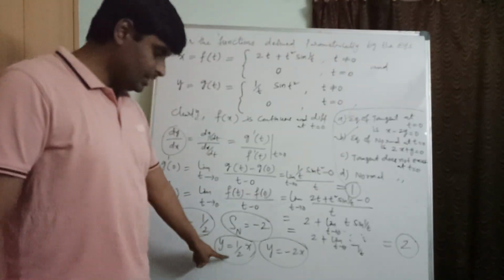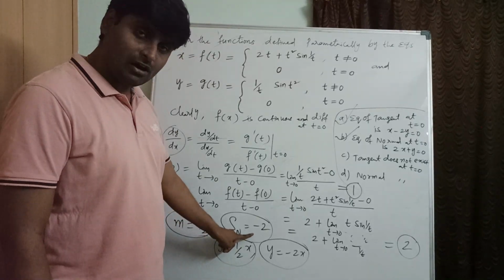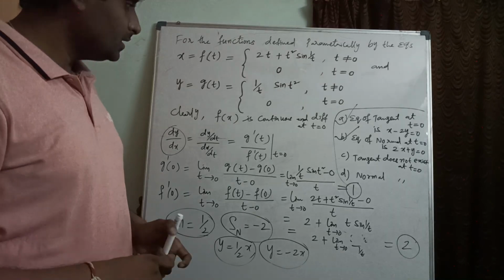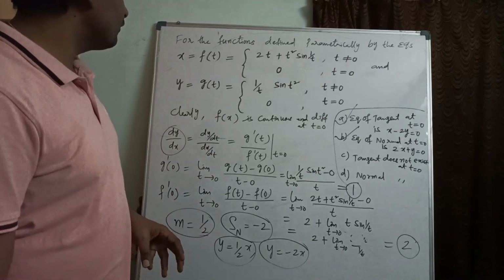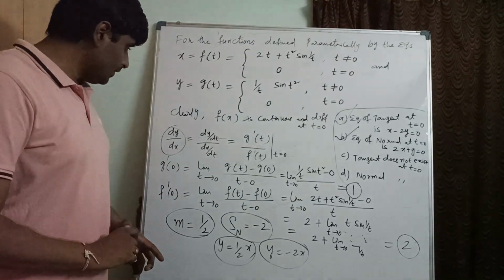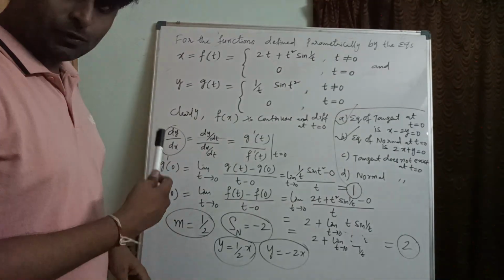So from that, y equal to mx is the equation of tangent. What about the normal, the slope of normal? Minus 2. From that also we'll get the equation of normal. So it's very easy. We have to make the calculation fast here. Clear? So hope you understood. Pause the video, make a note of it.